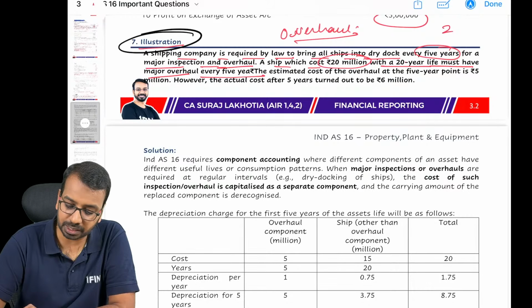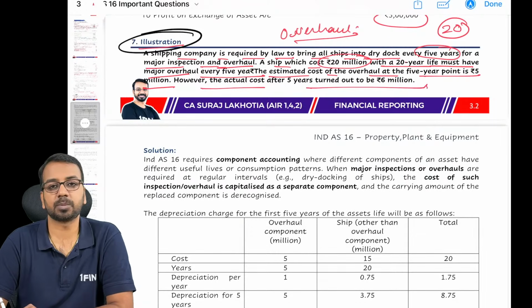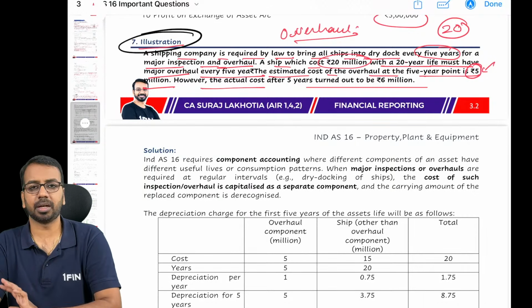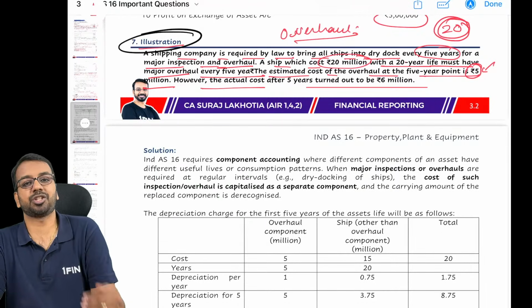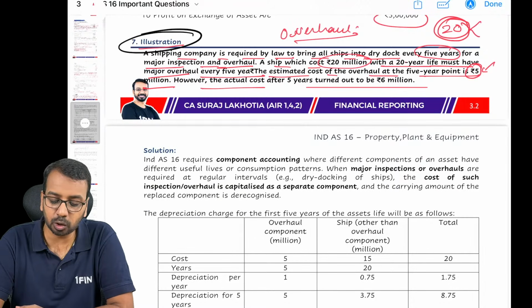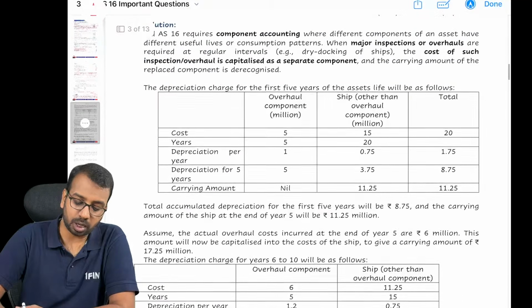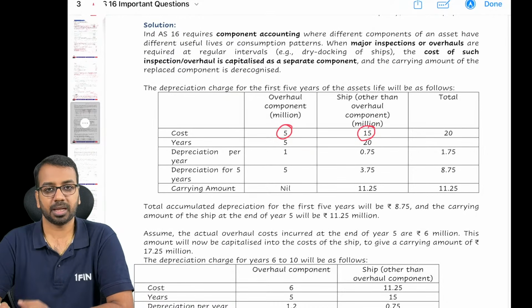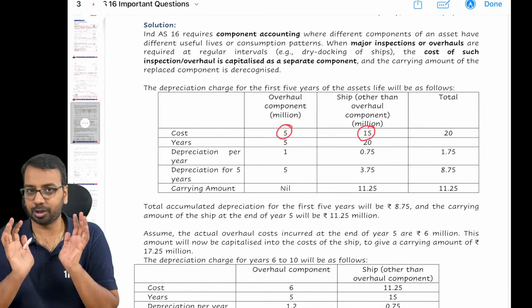A ship costs 20 million with a 20-year life and must have a major overhaul every 5 years. So initially we purchased at 20 million. The estimated cost to overhaul at the 5-year point is 5 million. The actual cost turns out to be 6 million. Now when we purchase this ship for 20 million, the ship is in a working condition, so we assume this includes the overhauled component also. So we will split the 20 million cost between the overhaul component and the other component: 5 million for overhaul, 15 million for the cost of the ship.